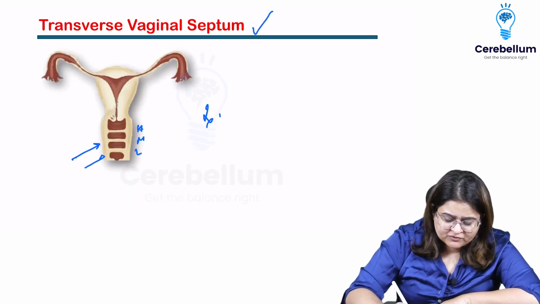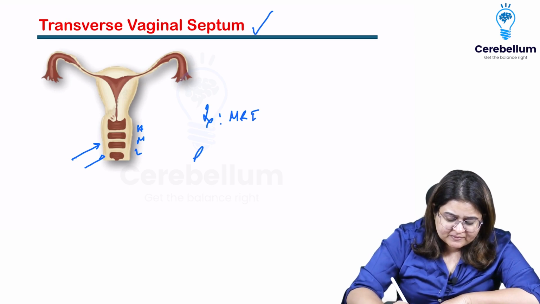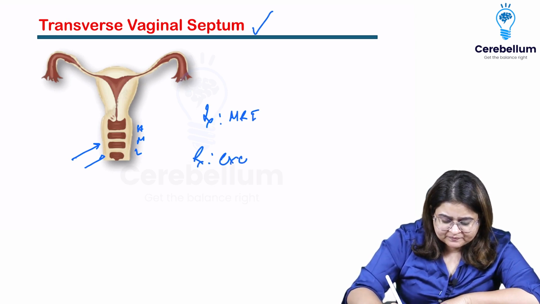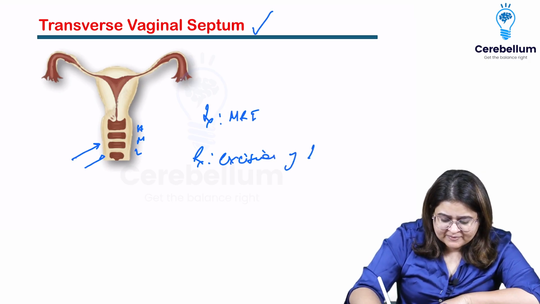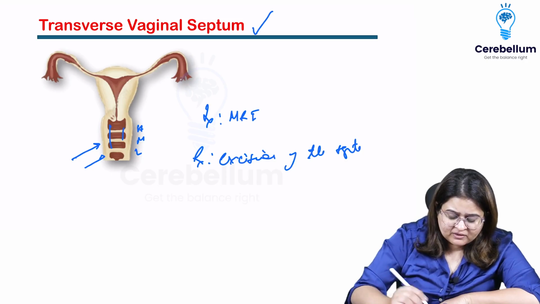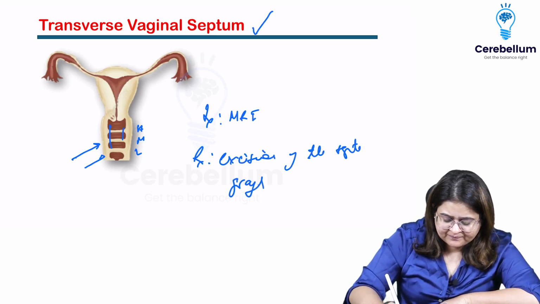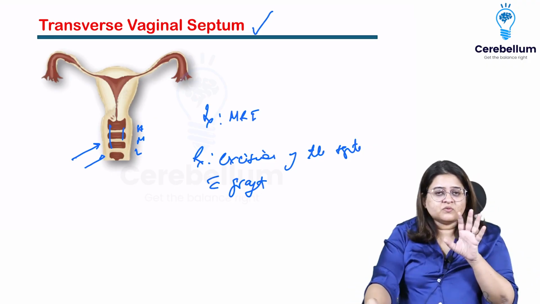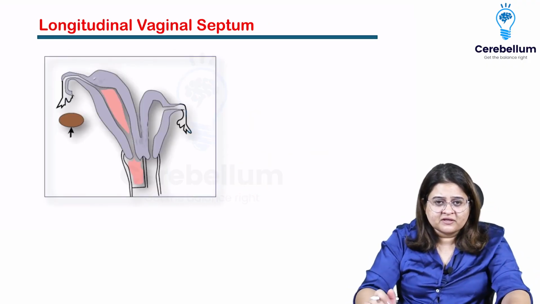What is the treatment? So, the investigation of choice is an MRI. Treatment is excision of the septa, and so that it doesn't form again, we usually line the vagina with a graft. Okay, so this is what is usually done for a transverse vaginal septum.